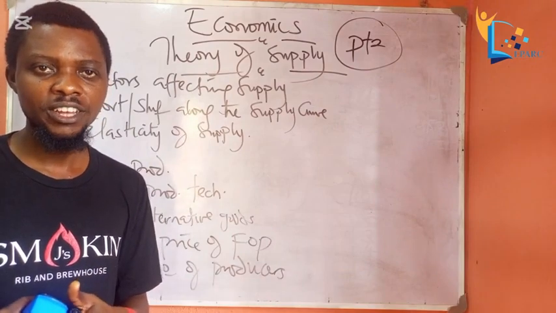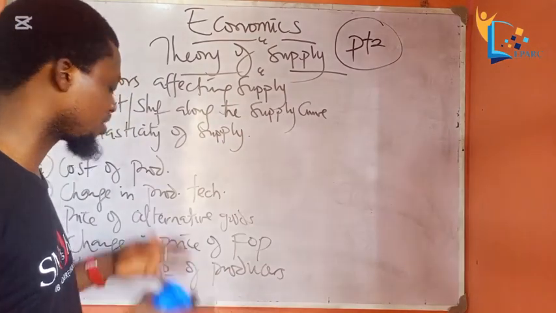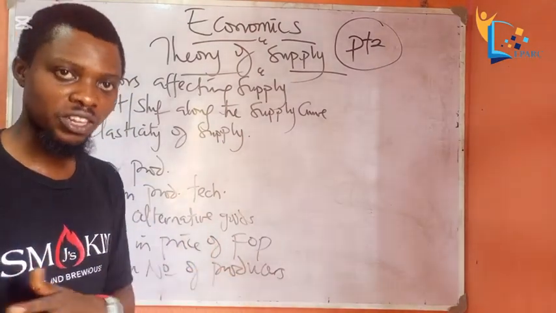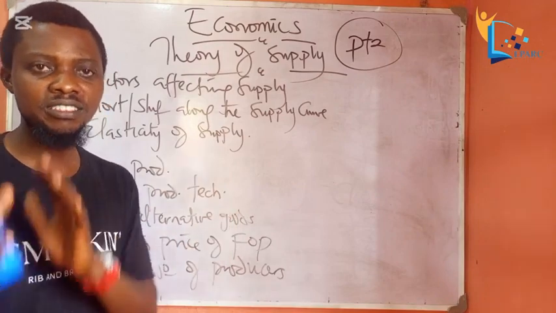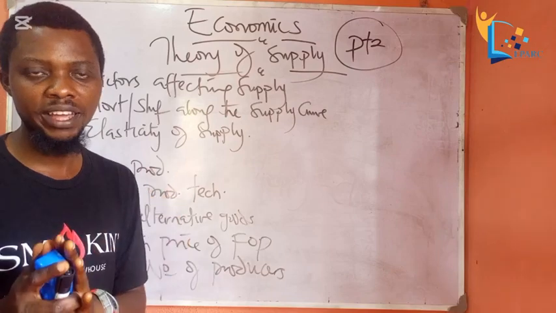Do you understand? So if there's a change in the number of producers or suppliers of a particular commodity to the market, it's definitely going to affect what? Supply. Do you get it?